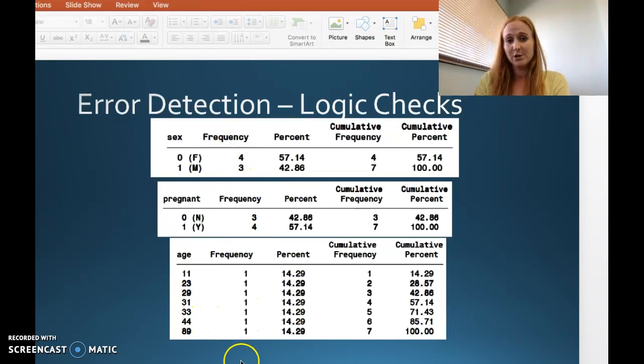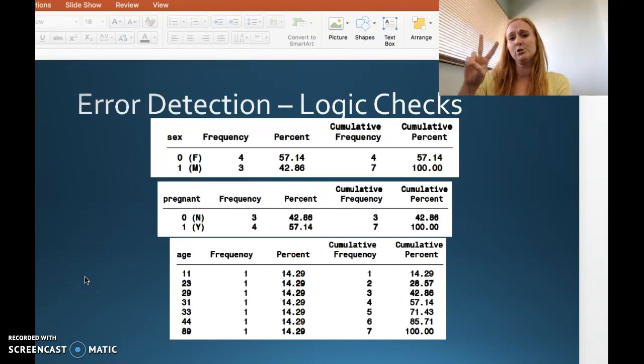The frequency column is the actual count of how many people gave that response. So here we have 4 females, 3 males, 3 no's, 4 yeses, 1 11-year-old, 1 23-year-old, 1 29-year-old, and so forth. Percent actually just shows you the proportion of that response that makes up the total. The cumulative frequency is how that response adds up to a total count. Okay, so we have 4 females rounding up to out of a total of 7 people altogether. Cumulative percent is very similar, where we actually add those proportions together eventually to the total 100%. So that's just a little refresher on reading a frequency.